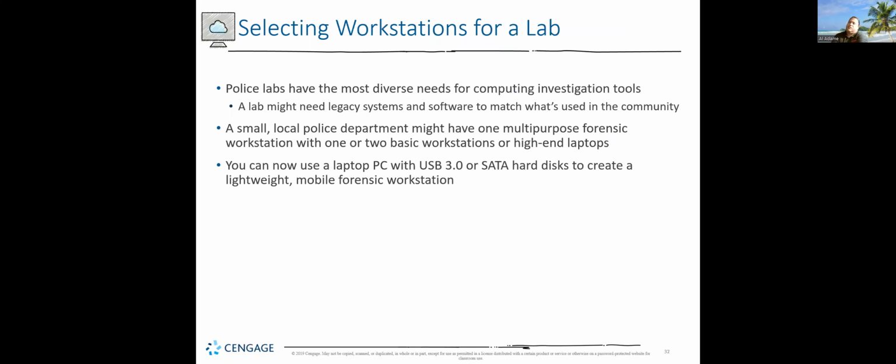So, selecting a workstation for a lab. These labs have the most diverse needs for computing investigation tools. A lab might need legacy systems and software to match what's used in the community. So yeah, you have people that like to run old hardware, but if they do something that's illegal on old hardware, you don't have that connector. What do you do? So you need to have something that can run old hardware in the background. You need a virtual machine.